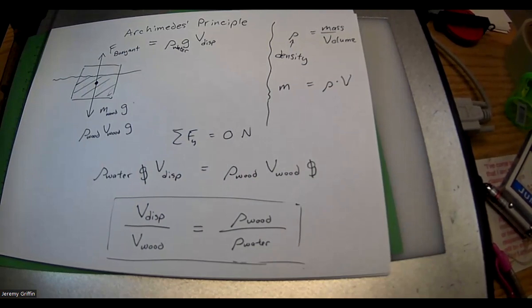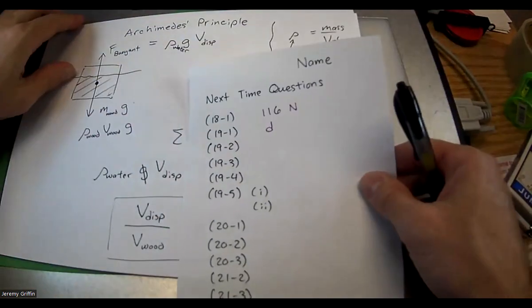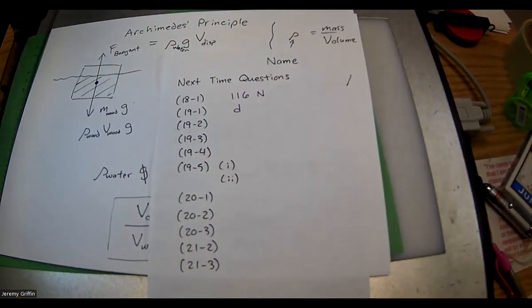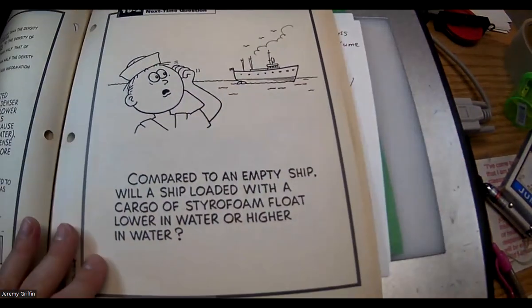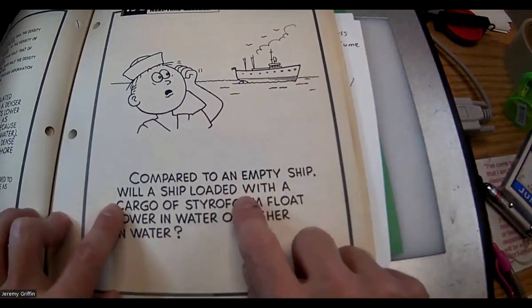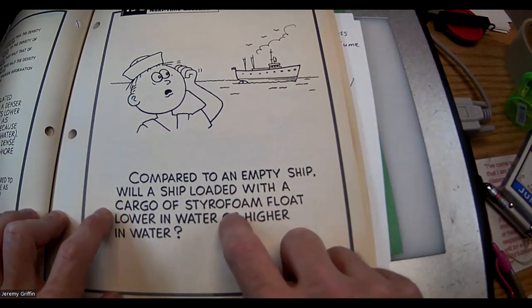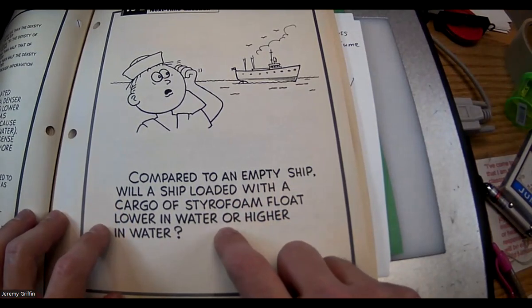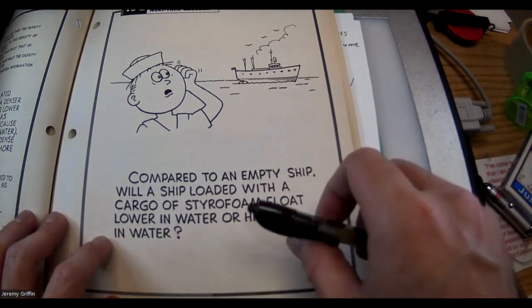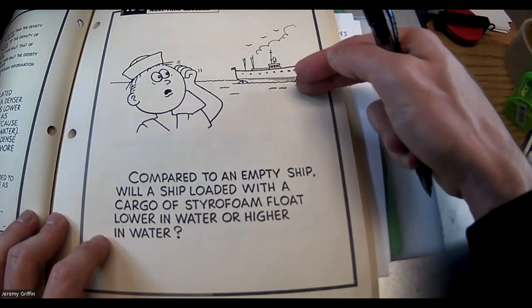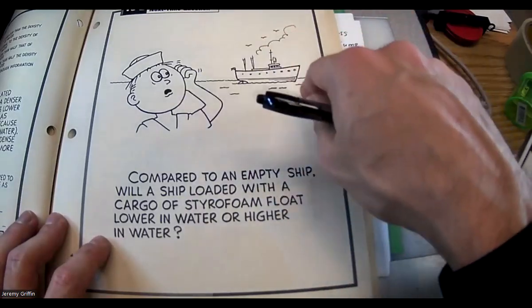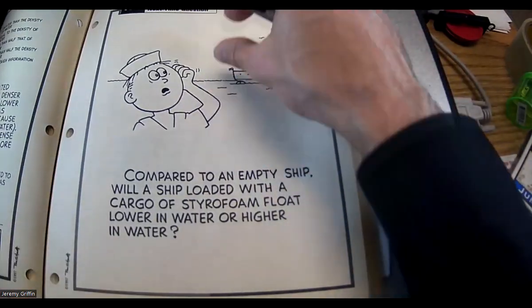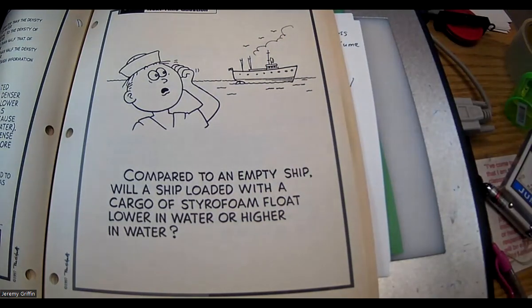All right, so the next one we're going to do is number 19.2. We pull that up in the book. Compared to an empty ship, a ship loaded with a cargo full of styrofoam will float how? Lower or higher in the water? Okay, so we've got a ship. We're looking at the water level on the side of the ship, maybe like paint a mark on it. And then we're going to come along and dump a whole load of styrofoam into that ship. How's that ship now going to float? Lower or higher in the water?